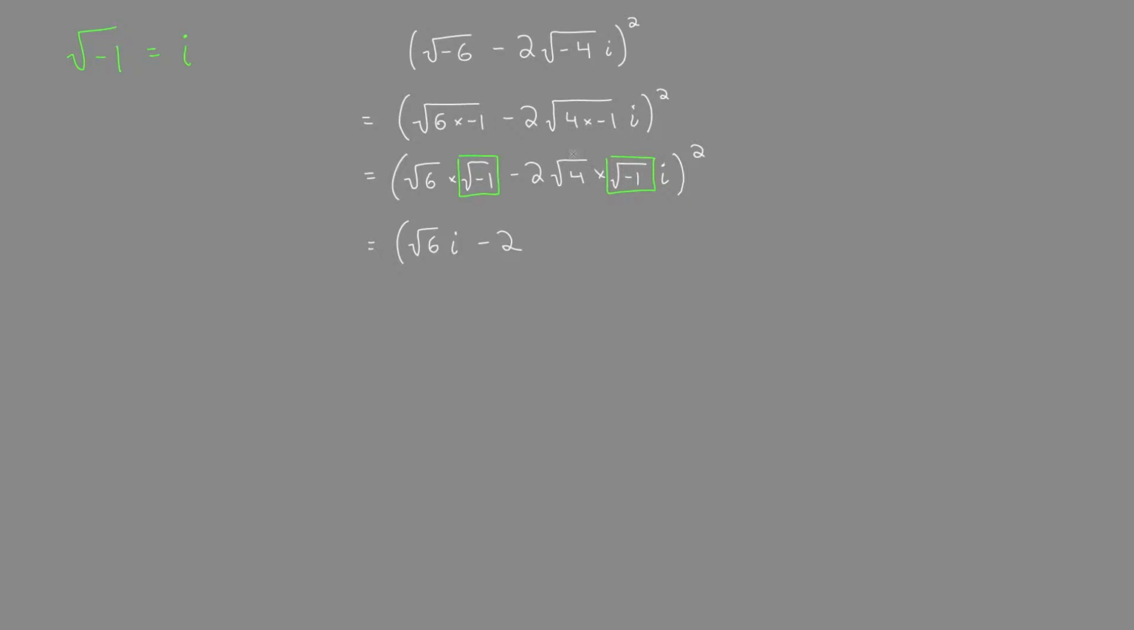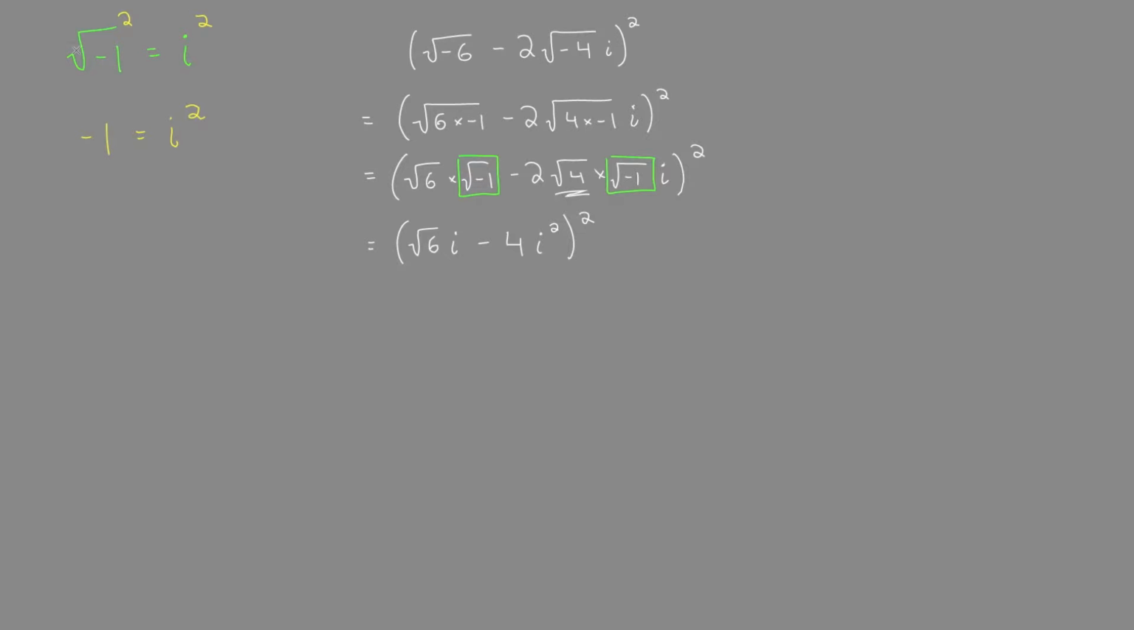minus 2. Root 4 is 2. So we have 2 times 2 then gives us 4. And we have i times another i, which is i squared, all squared. So if we understand that the root of -1 equals i, it should make sense that -1 equals i squared. Right? When we square, the root cancels.